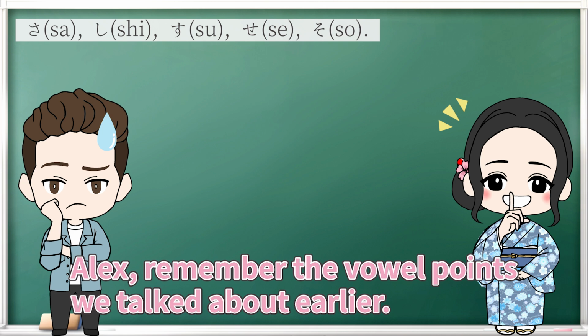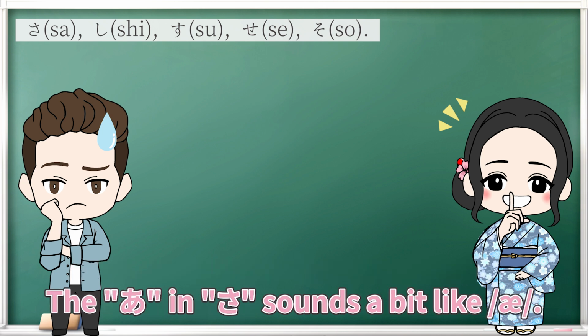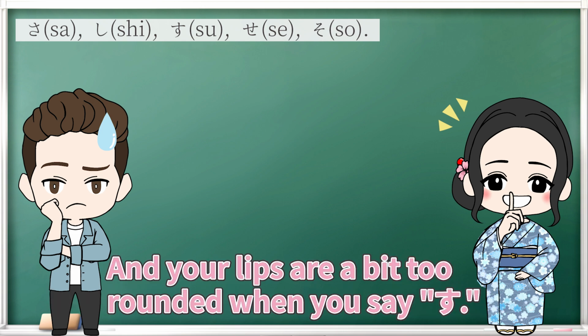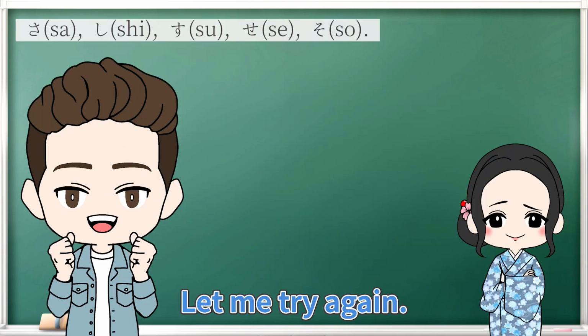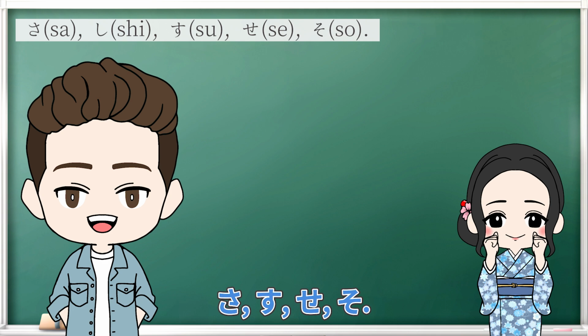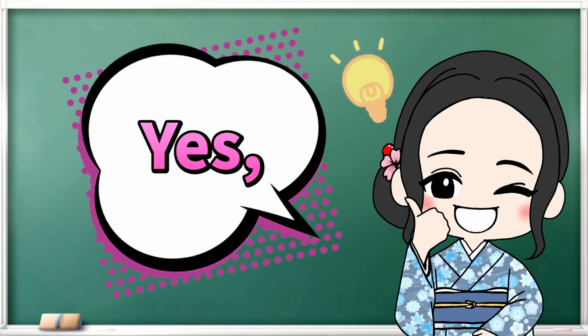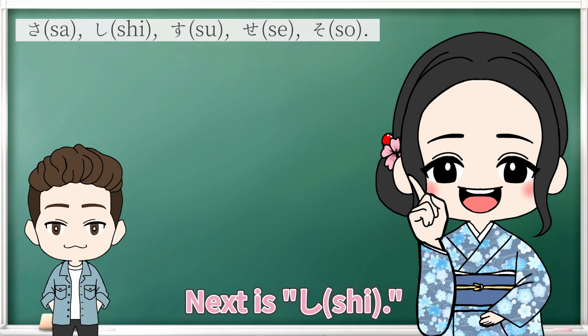Alex, remember the vowel points we talked about earlier? The a in sa sounds a bit like a, and your lips are a bit too rounded when you say su. Oh, I see. Let me try again. Sa, su, se, so. How is it? Yes, that's good. Next is shi.